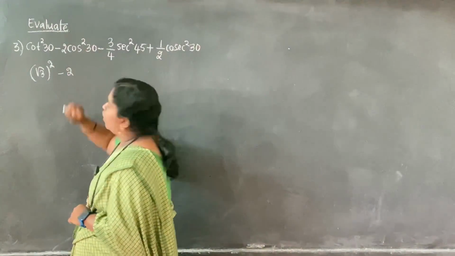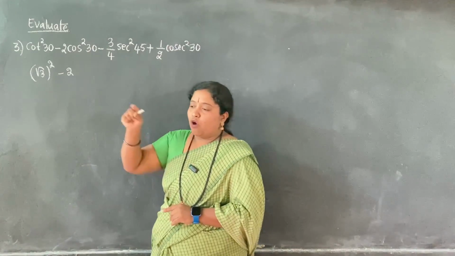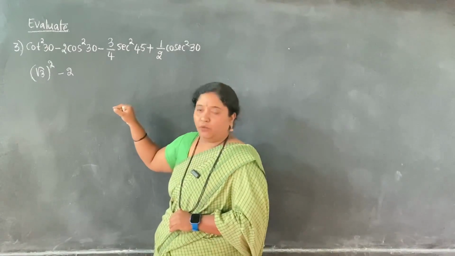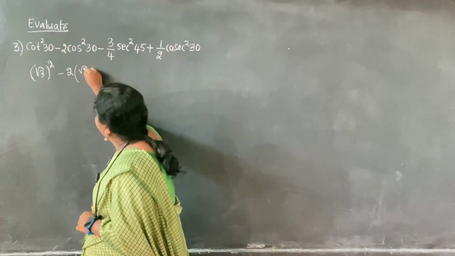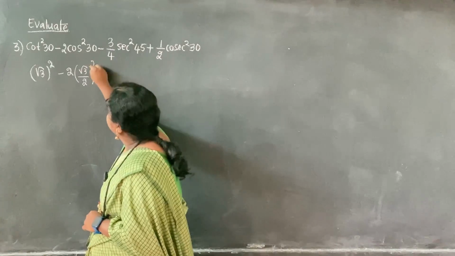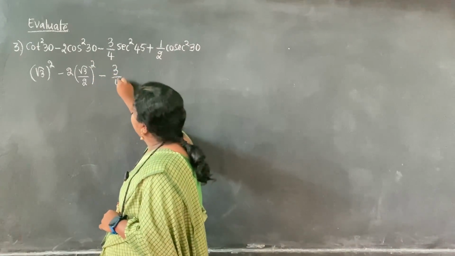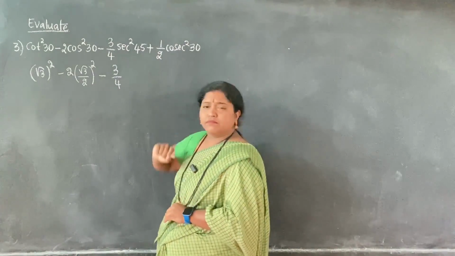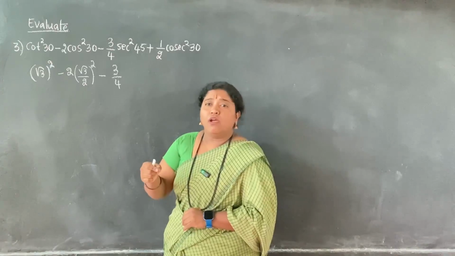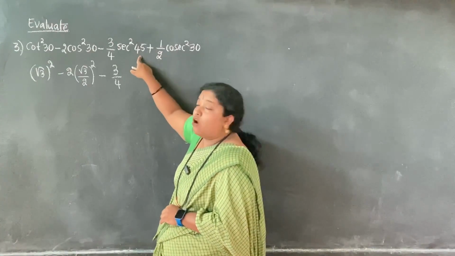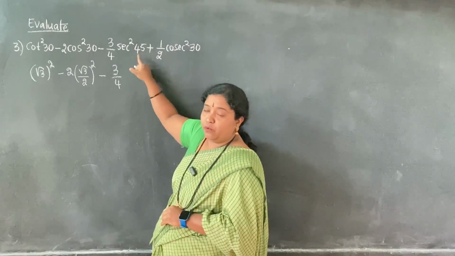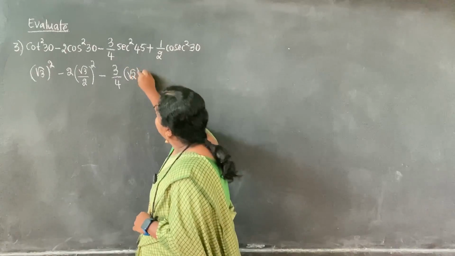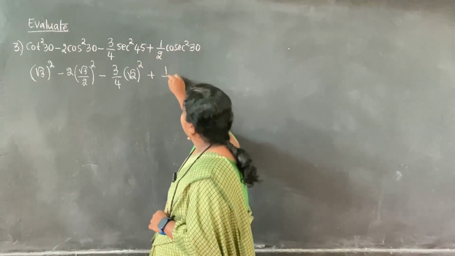Minus 2 into cos square. I told you to remember the cos values. Cos 0 is 0, and after that we have 30. 30 degrees how much? Root 3 by 2. Yes or no? So I have here cos 30 as root 3 by 2 the whole square minus 3 divided by 4. Okay, now it is secant theta. Sec theta is the reciprocal of cos theta. Yes or no? Cos 45 is how much? 1 by root 2. Reciprocal it, just root 2. So I will have sec 45 as root 2 the whole square plus 1 by 2.